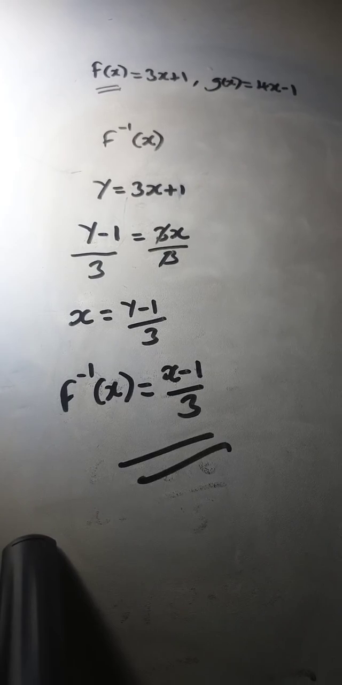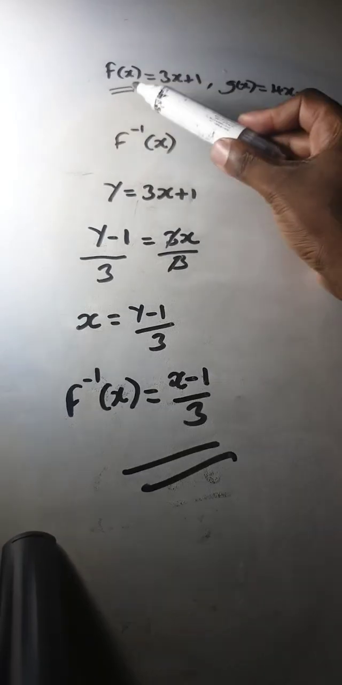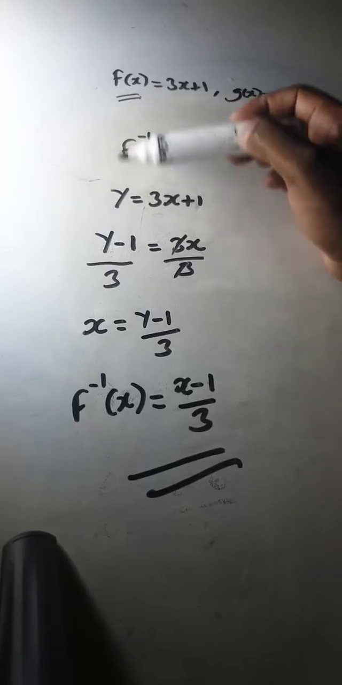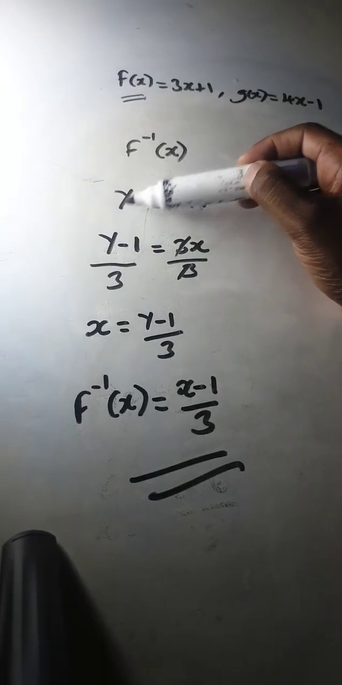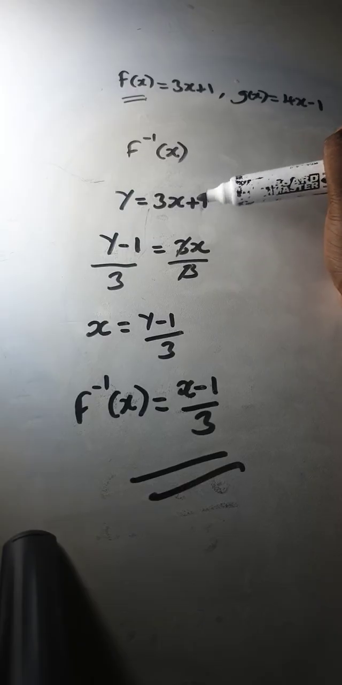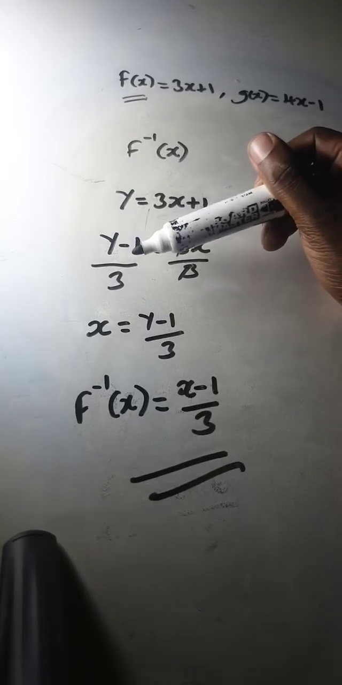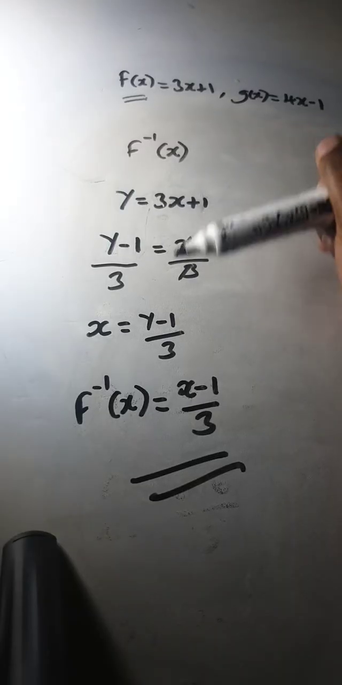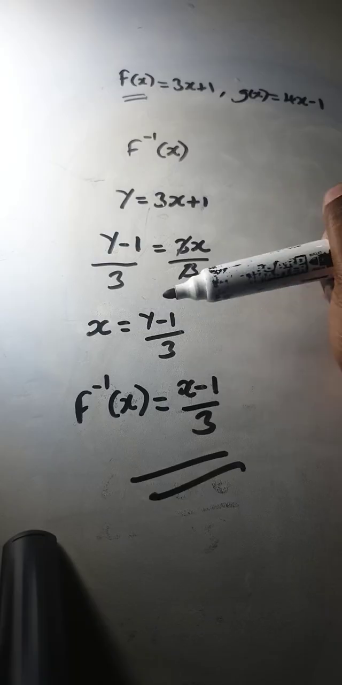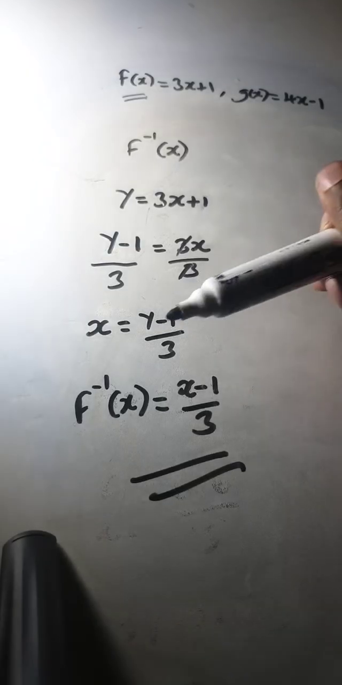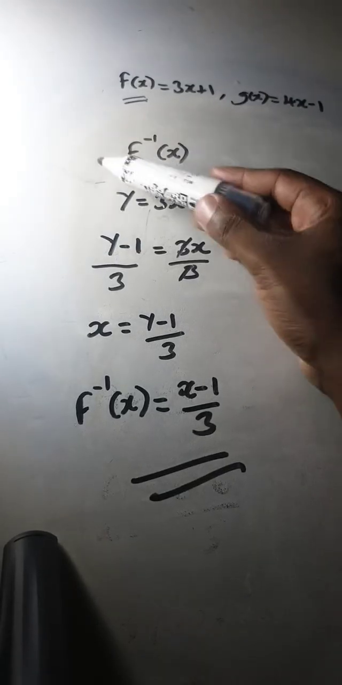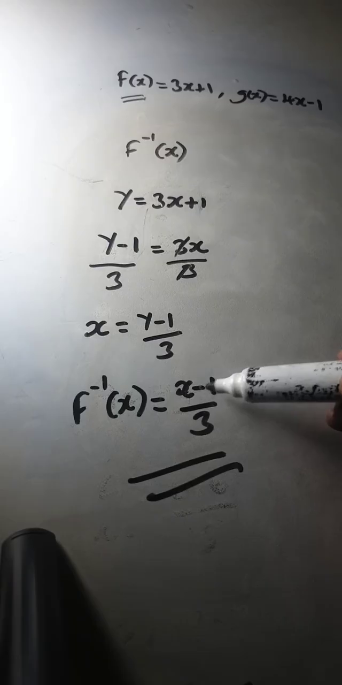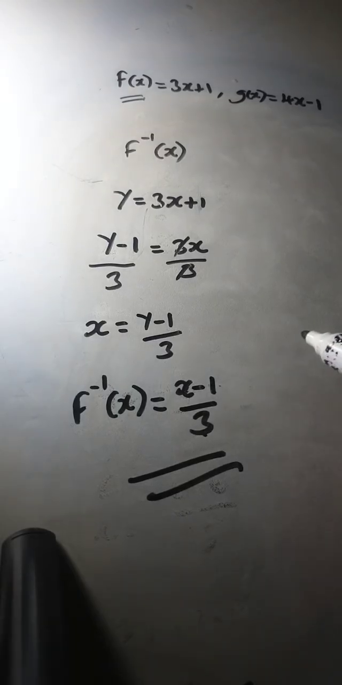So first thing, where there's f of x, you introduce a y. Then we made x alone by taking positive 1 to the left side, becomes -1. Then we divided by 3 both sides, making x equal to y minus 1 over 3. Then here we bring the information that the inverse of f of x is now x minus 1 over 3.